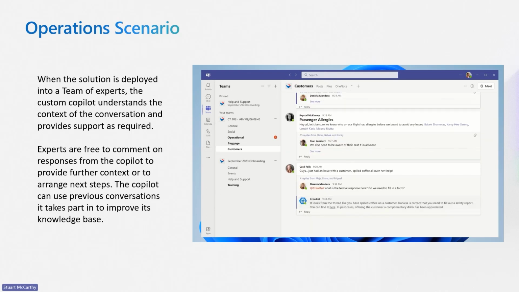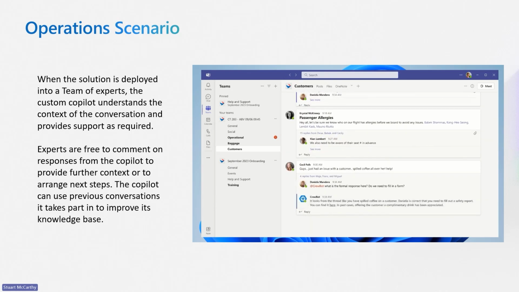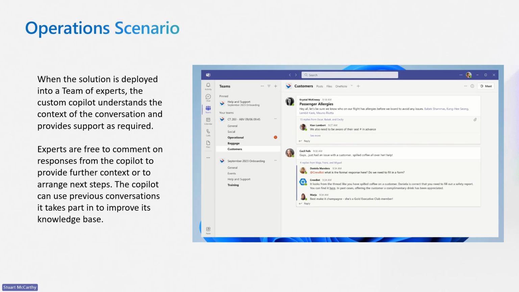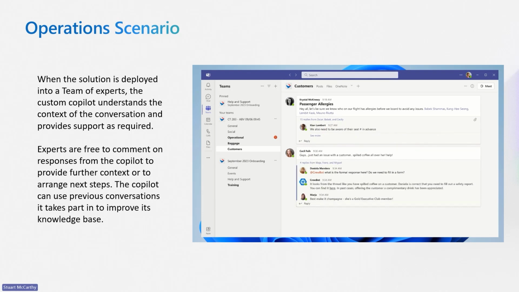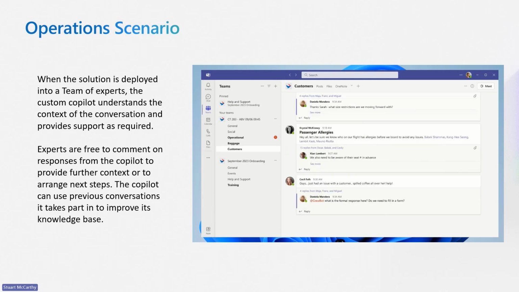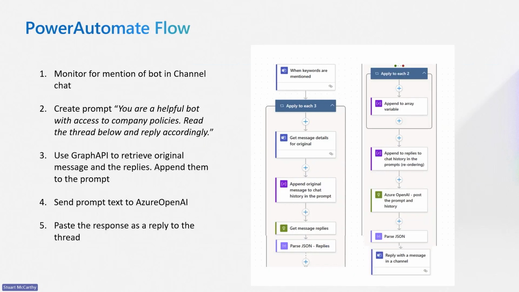But because we're in Teams, we see that Marja has written in and said, I knew this customer was a Gold Club member. You should probably offer them some champagne, not just a normal drink, because we want to look after our Gold Club members. So it's humans operating alongside the bots to provide additional value.